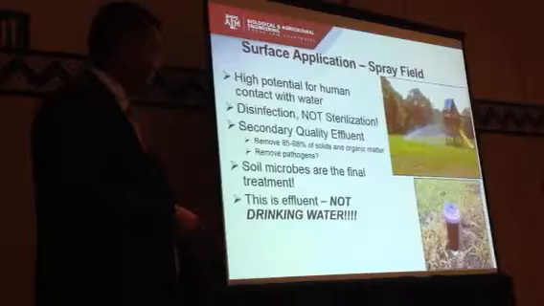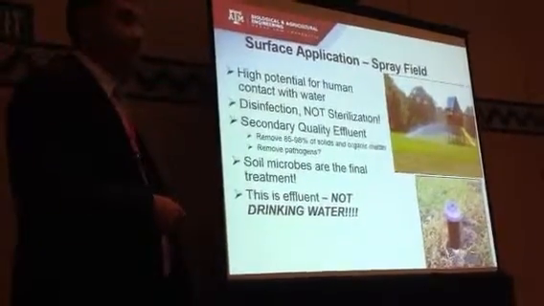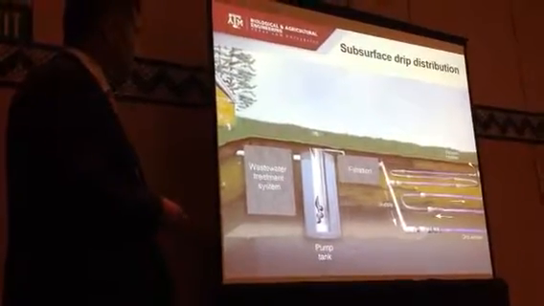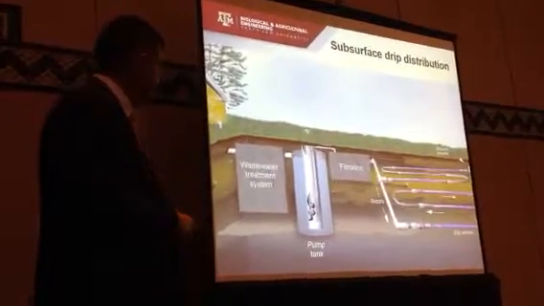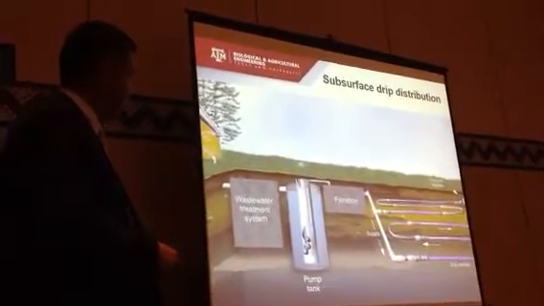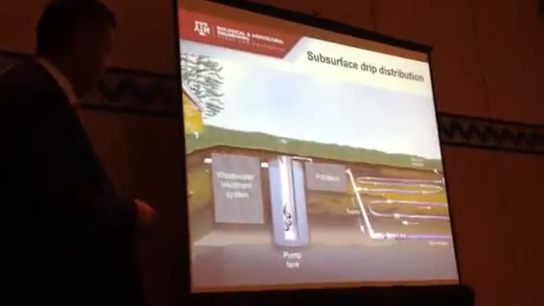And in Texas, we designate them purple pipe, which means don't drink that water, so replace the water. This is the subsurface drip distribution system, an example where the pump sends the water back to the drip field. This is a schematic representation.